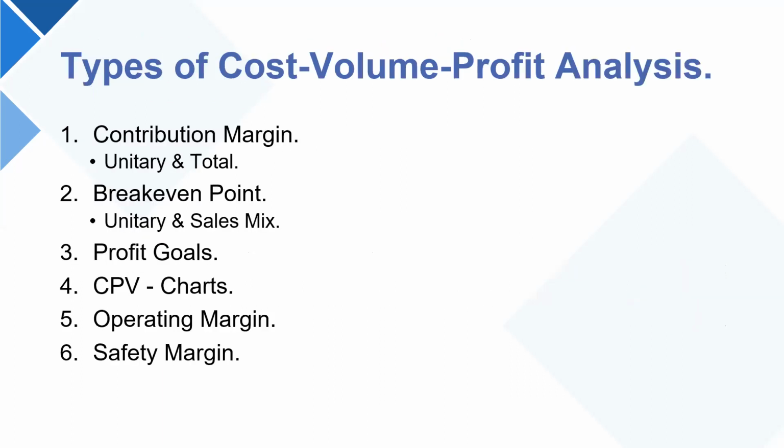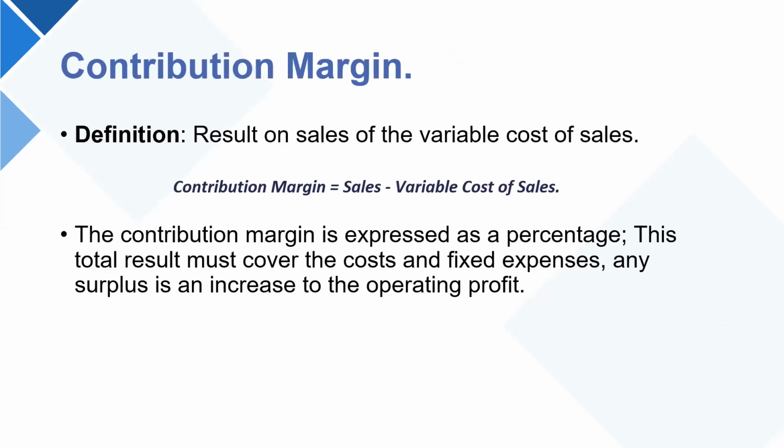So the six analyses we're going to be looking at are contribution margin, break-even point, profit goals, cost profit volume charts, operating margin, and safety margin. Let's start with the contribution margin. So what is the contribution margin? The contribution margin is how much money you are earning when you deduct the variable cost of sales. It can also be represented as a percentage, and it's a total result.